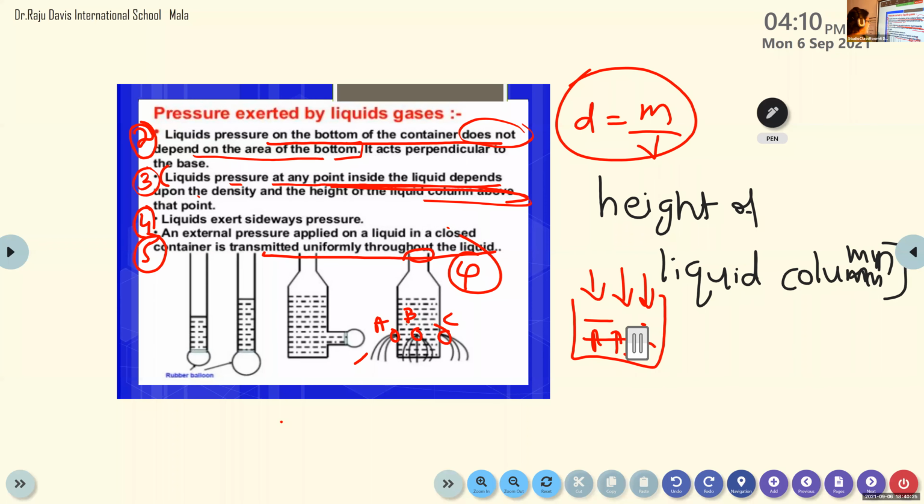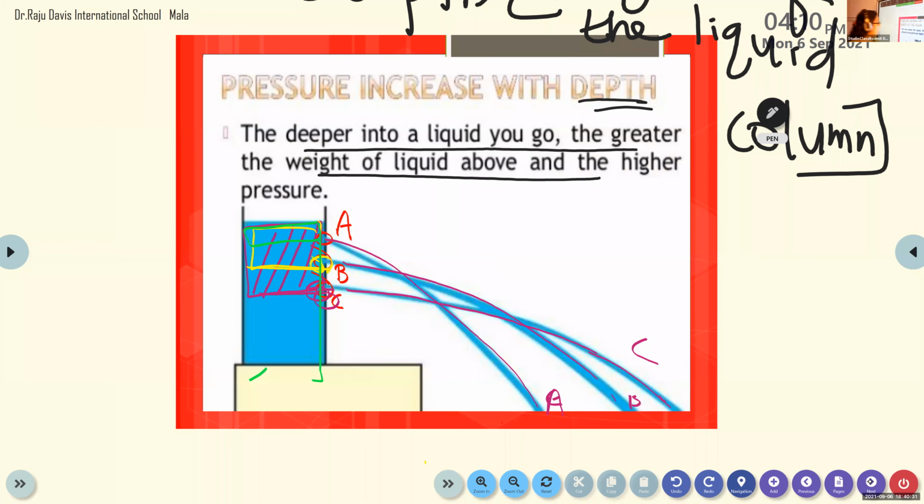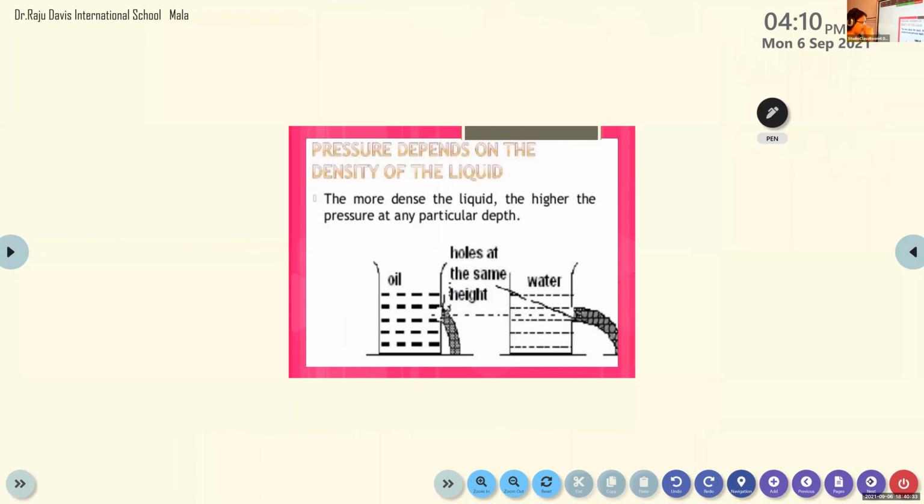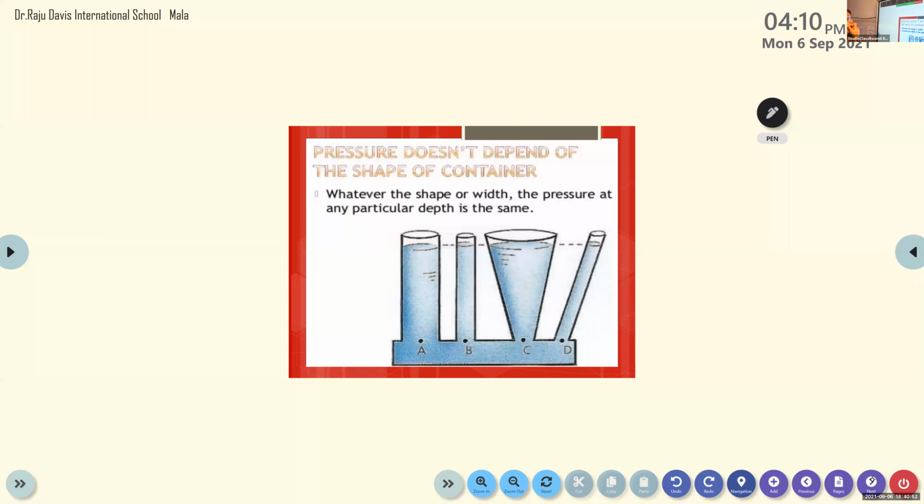Okay, children, so I think all the 5 points are over. So this is the thing: deeper into the liquid, it is the same thing. The more dense the liquid, the higher the pressure. So you can see the oil and the water. I asked you, which is denser? You said water is denser. You can see how the oil is flowing and how the water is flowing. So these are some pictures. Okay, so those are the 5 points.